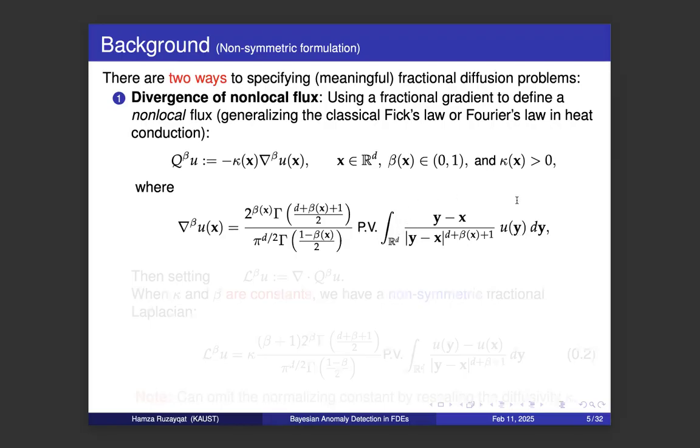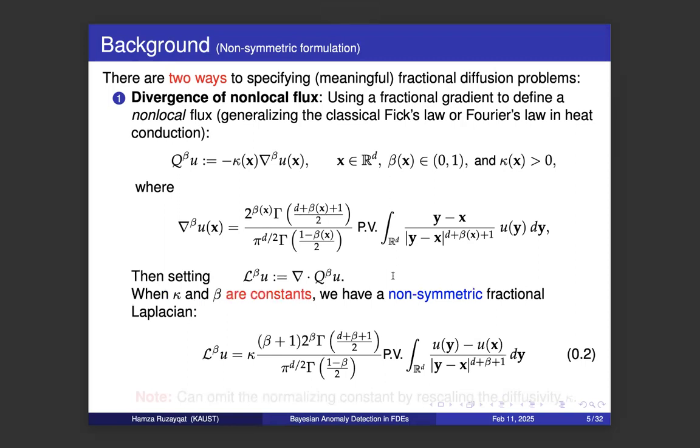Times this integral, as we can see here, where in the denominator we have the absolute value, or distance, of y minus x to the power d plus beta of x plus 1, times u of y. And PV means the principal value of the integral, which means we are only caring about the finite part of the integral. Then you define the fractional Laplacian to be just the regular divergence of this non-local flux.